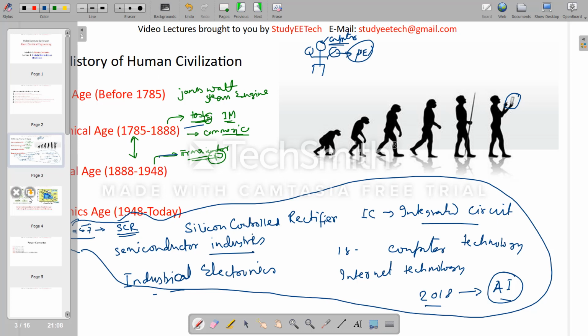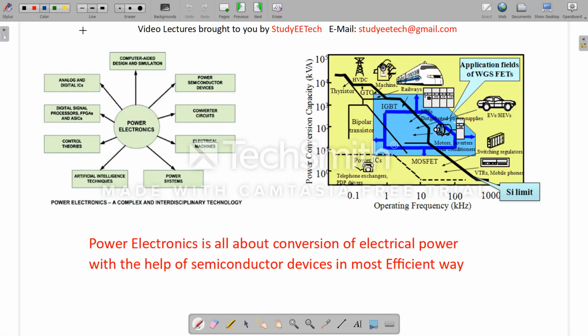In this slide I will show you figures I have taken from the internet, showing where power electronics and power semiconductor devices are being used. These are the actual power electronics that we study. In power electronics we study analog and digital things, control theories, applications of power electronics, computer-aided design, simulation. It is a multidisciplinary technology. You will not study only power electronics; it is not unrelated to other fields. Power electronics is related to everything. That's why it is called a multidisciplinary technology.